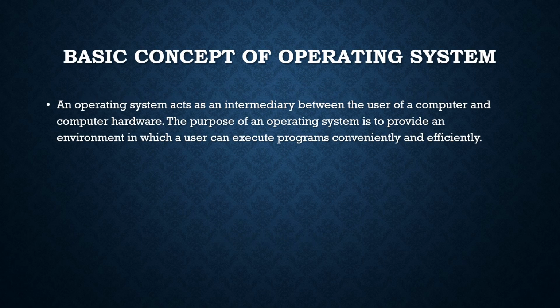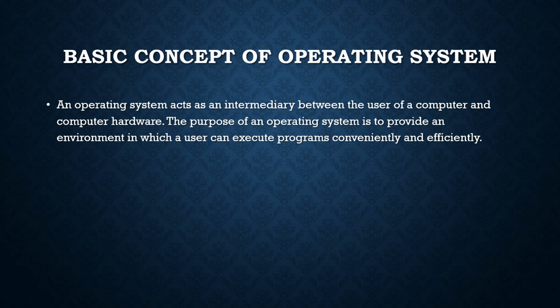First of all, we will see the basic concept of operating system. An operating system acts as an intermediary between the user of a computer and computer hardware. It is basically a system software, and the purpose of this operating system is to provide an environment in which a user can execute programs conveniently and efficiently.